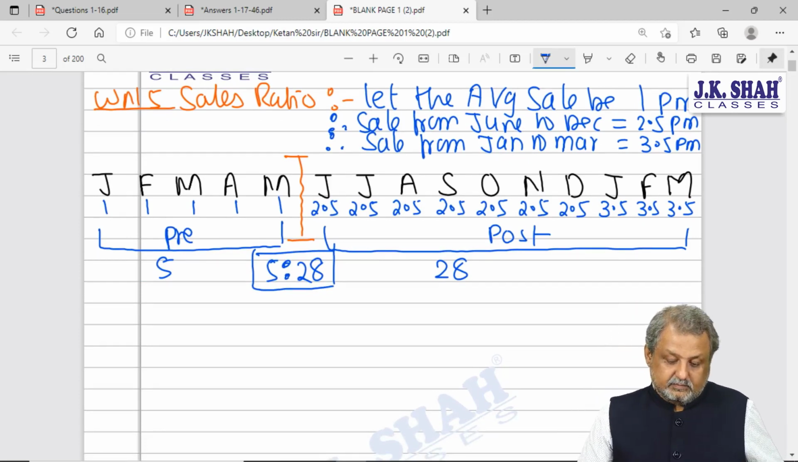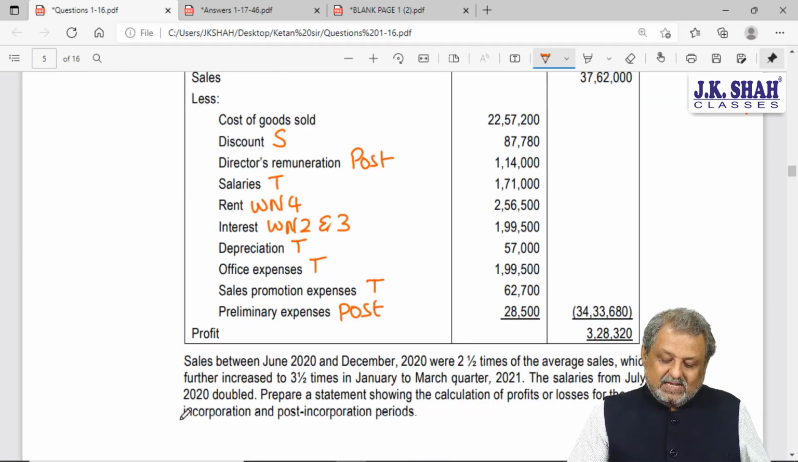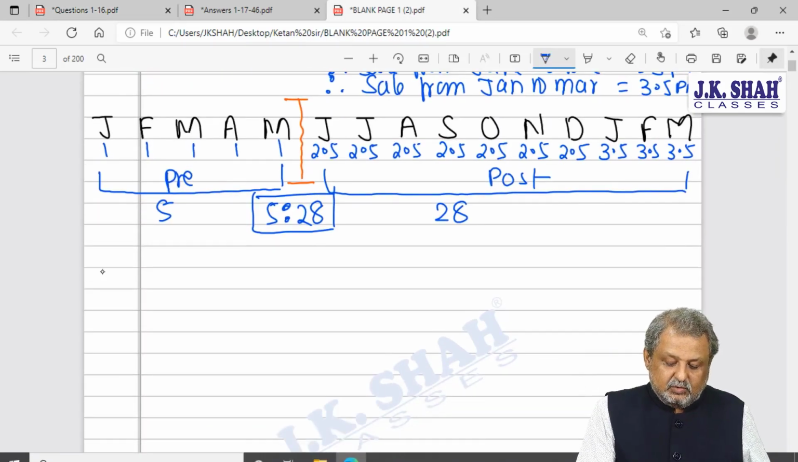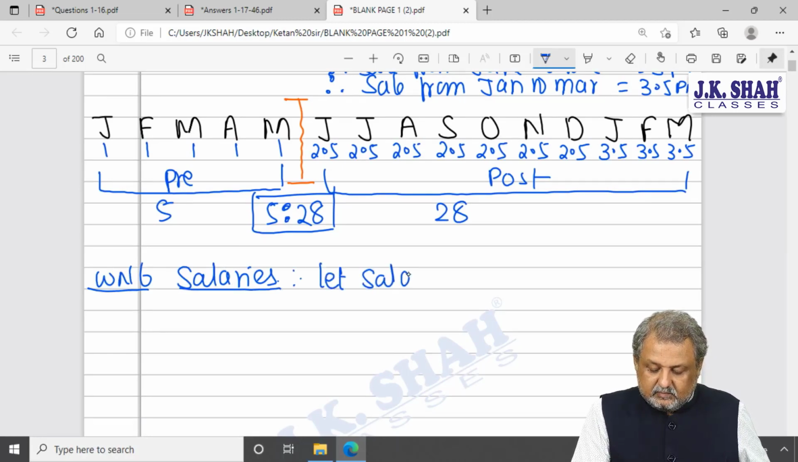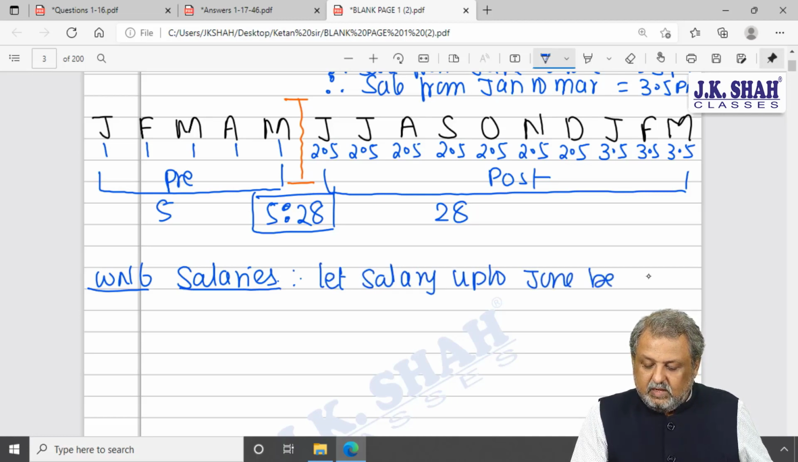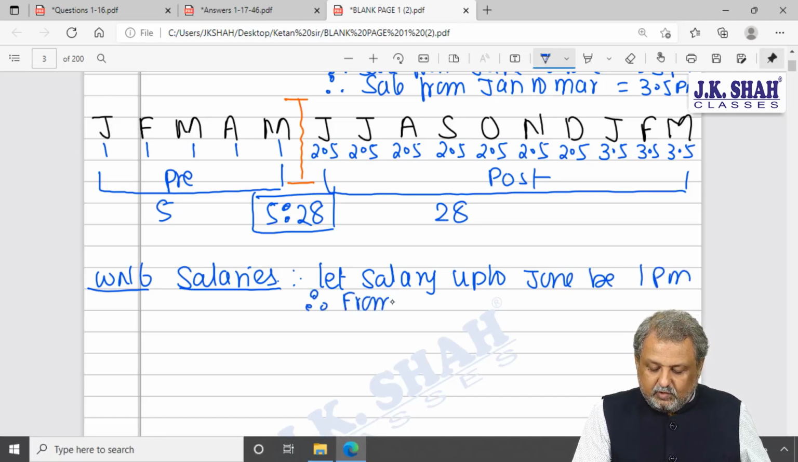And finally, the salaries from July doubled. From July doubled. So working note 6: salaries. So let salary up to June be 1 per month. Therefore, from July, salary 2 per month.